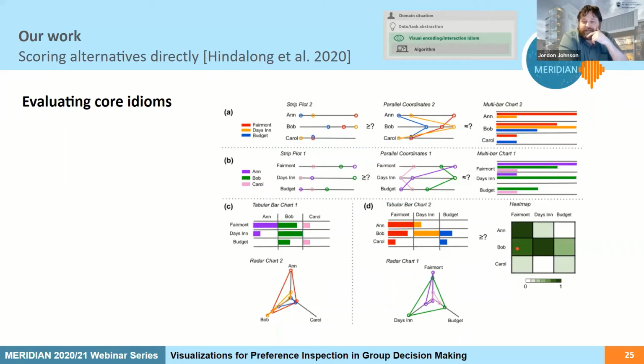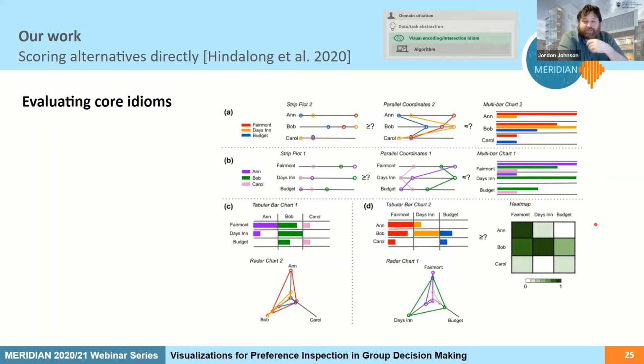Similarly, for something like a heat map, in this case, since they're right beside each other, it's quite easy to tell that the Days Inn is a darker color than Fairmont, but if you spread them apart and have a whole bunch of colors in between, it can be quite difficult to tell which one is darker.